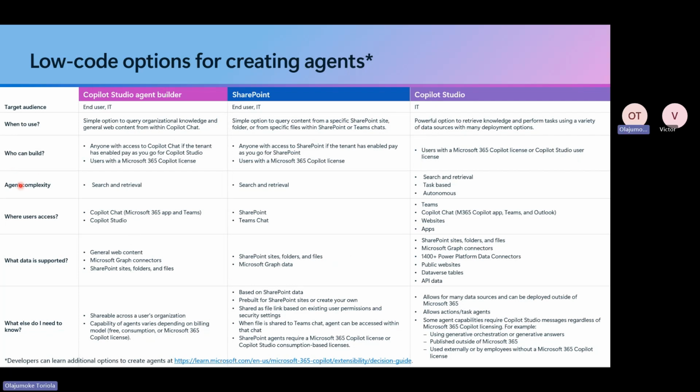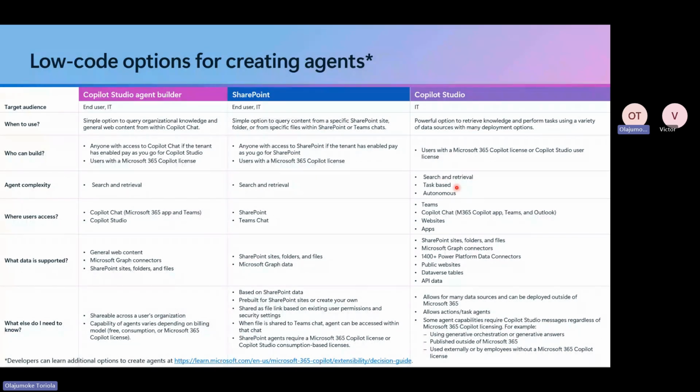So, what is the agent complexity that it can do? It can search and it can also retrieve. Then in Copilot Agent Builder, here also you can search and do retrieval. However, for Copilot Studio, you have search and retrieval.